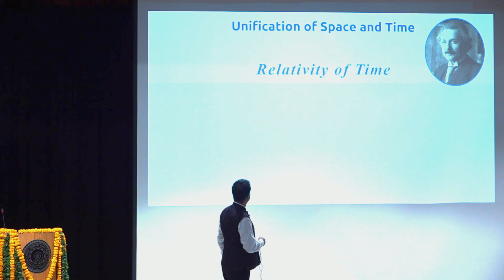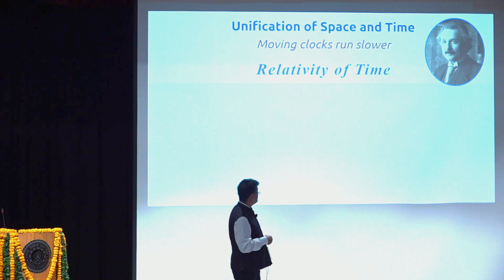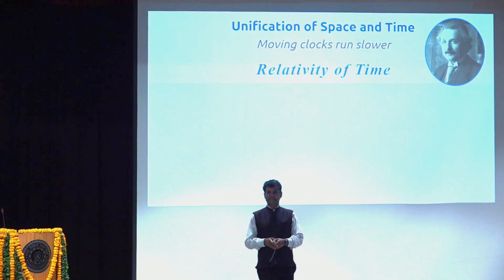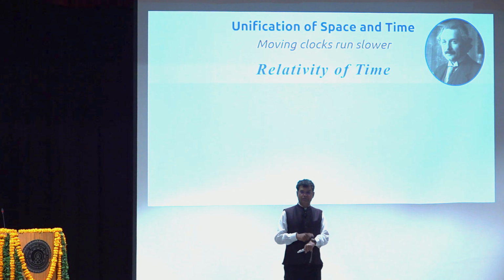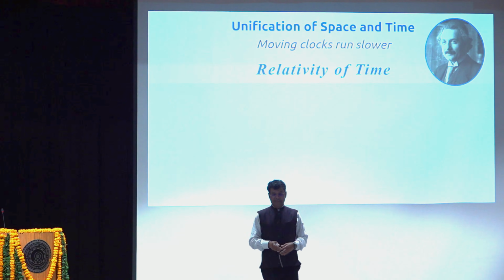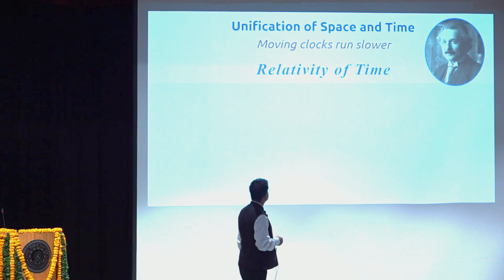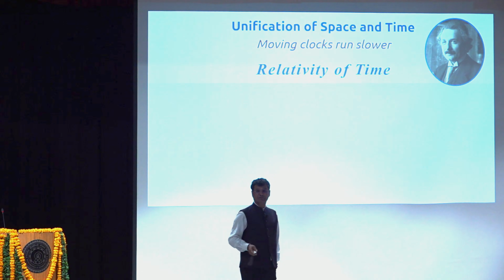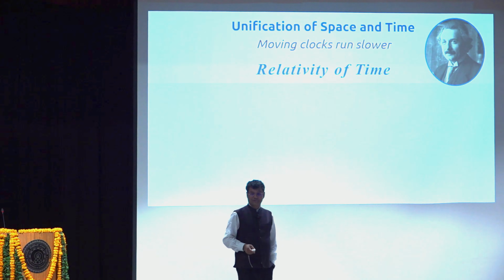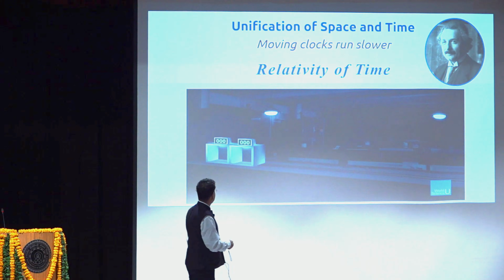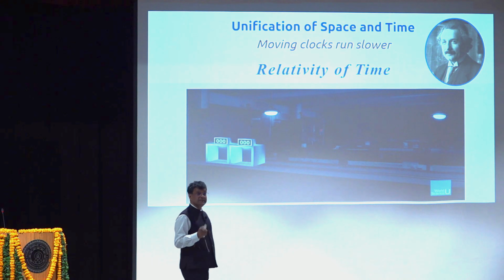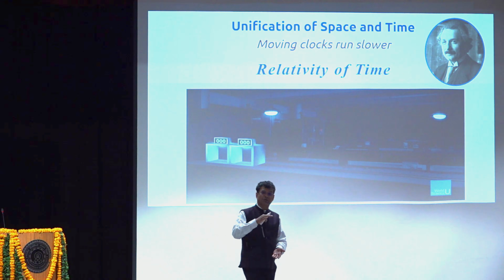I will explain now, that relativity of time, what does it mean? It means that, see, Newton thought that everybody's clocks run the same way. But as a matter of fact, moving clocks run slower. Okay, this might look like a very outrageous statement, but it depends, Einstein realized, on how you define a clock.